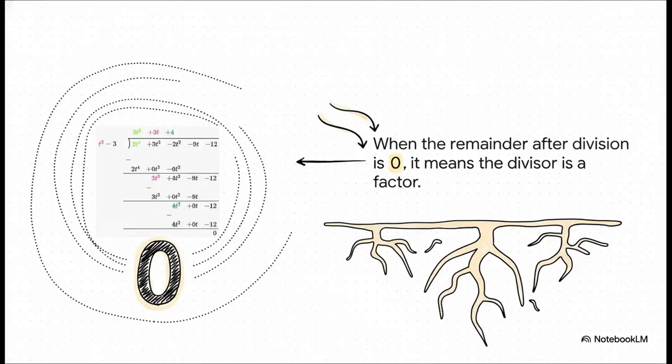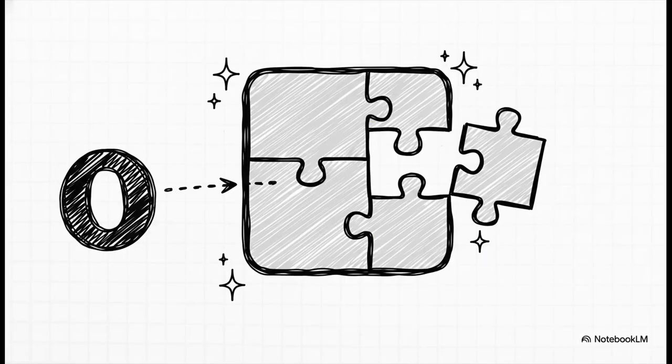Just take a look at this example here. We go through all the steps of the division, and then look at that final number at the very bottom. What is it? It's a 0. That right there is the magic number we're looking for. Because when that remainder is 0, it's like a signal. It tells us the division worked out perfectly. It's confirmation that the polynomial we divided by is for sure a factor of the big one. It's a perfect, clean fit.